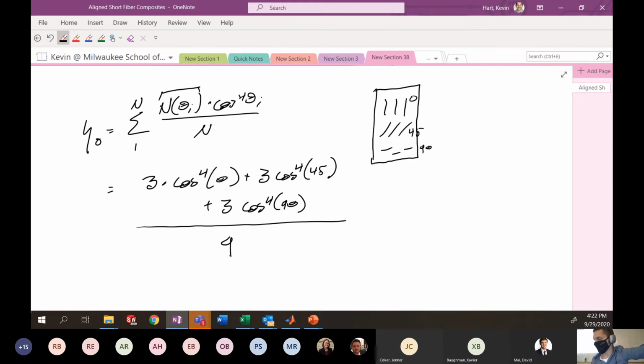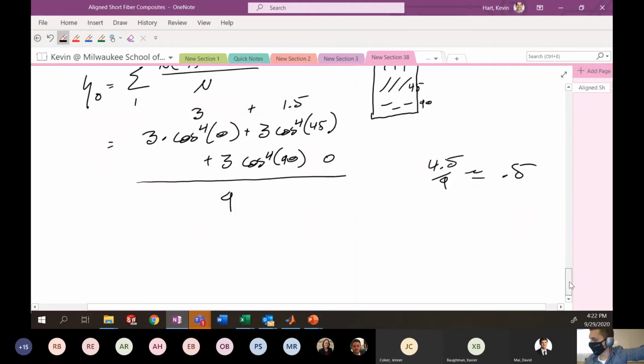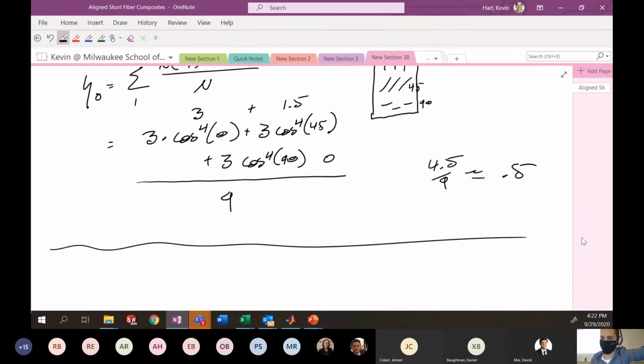In this situation, you could do the math, but it'd be something like 3 plus approximately 1.5, plus 0. So this should be about 4.5 over 9, which should probably be about 0.5, which is probably a good guess for this composite, if I had to guess. Okay, so that's how you use that alignment parameter.